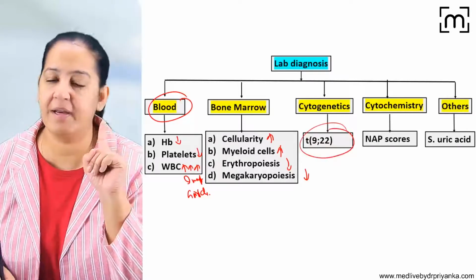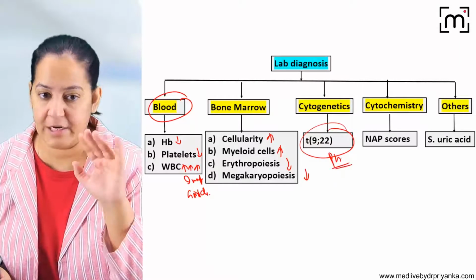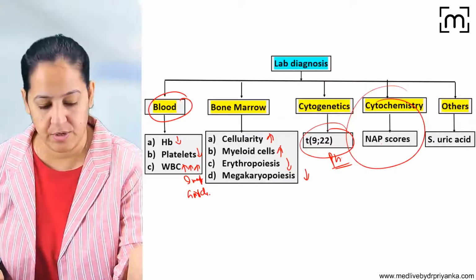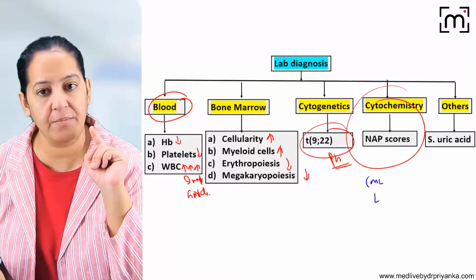In the cytogenetics, you typically get the Philadelphia Chromosome, that is the 9;22 translocation, or ABL BCR. You have to draw the diagram here. In the cytochemistry, you will do the NAP score. NAP score differentiates CML from leukemoid reaction.